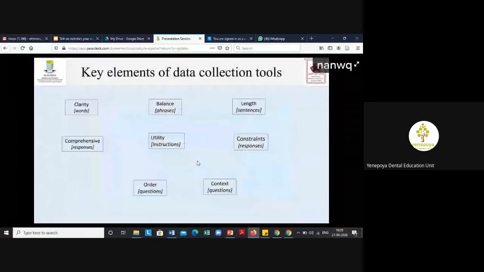So what are the key elements when you're planning a questionnaire for a data collection tool that you have to take care of? One is, it is simple. In English, it is clarity, the words. It has to be very simple. It should be made sure that your questions are readable at the standard 4. That is the simplest I can put it. Balance. Do not use and or words. Do not combine two questions. Balance it. Ask only single questions.